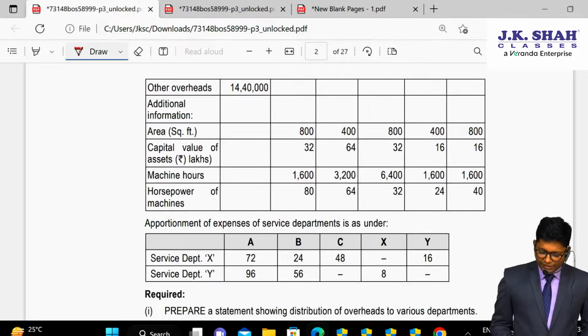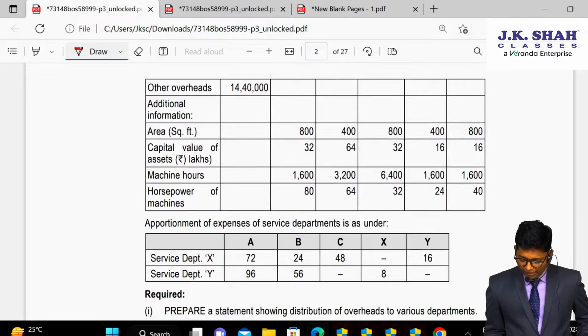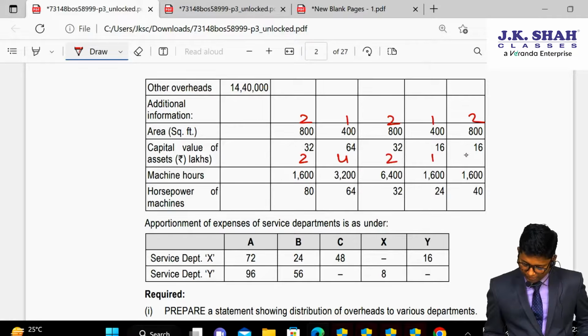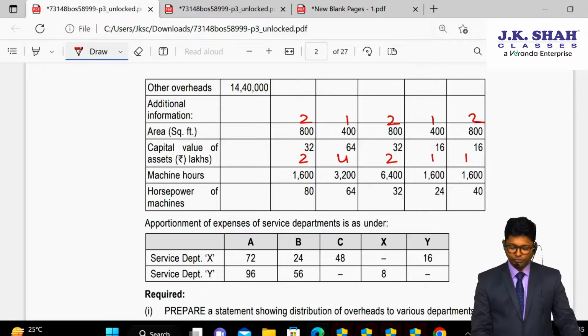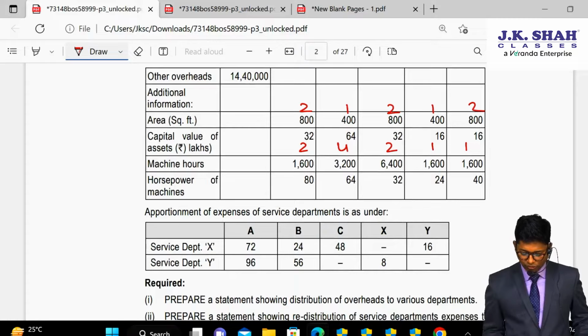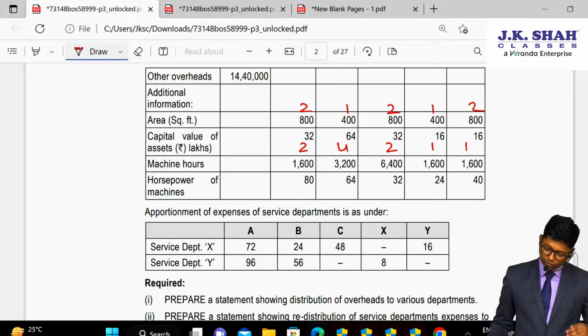If you check the additional information, they have given you area's ratio. If you check, ratio is 2:1:2:1:2. Then capital value of asset is given in lakhs. It is 32 lakhs, 64 lakhs, 32 lakhs, 16 lakhs, 16 lakhs. It is 2:4:2:2:1:1. This is the ratio which is used. Now next one is machine hours, and after machine hours, horsepower of machine is also given.